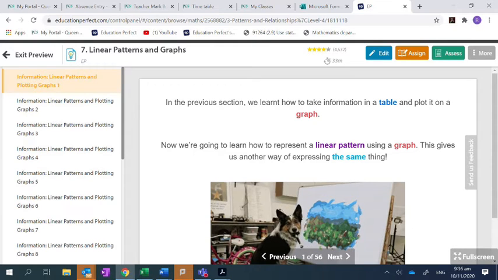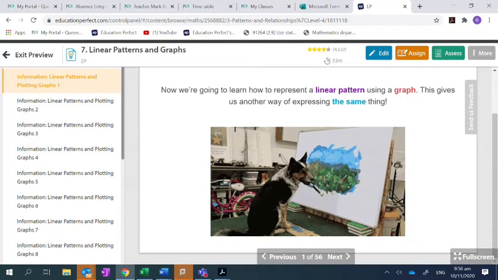Okay? So in the previous lesson, again, we learned how to take the information from the table and put it on a graph. Okay? Now we're going to learn how to represent a linear pattern from a graph. So we're going backwards, right?